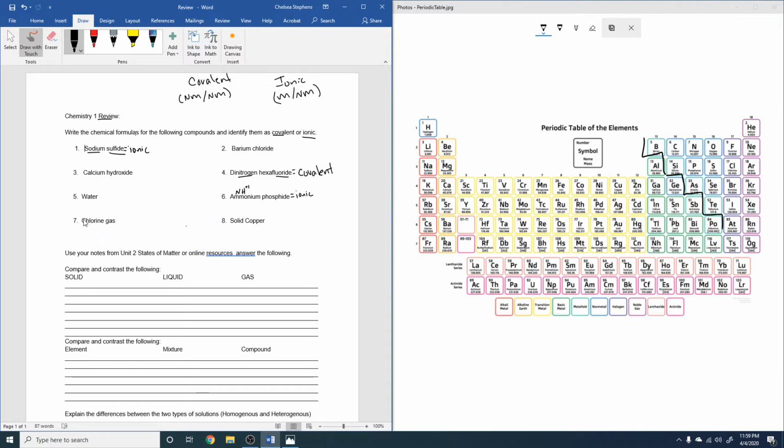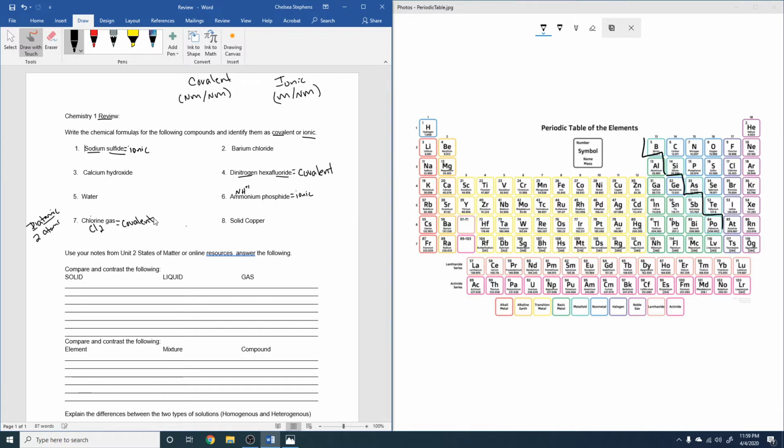Last one, chlorine gas. If you remember, chlorine is a diatomic molecule, which means two atoms, right? So this is Cl2. If you have two chlorines, that's two nonmetals. So this is also covalent.